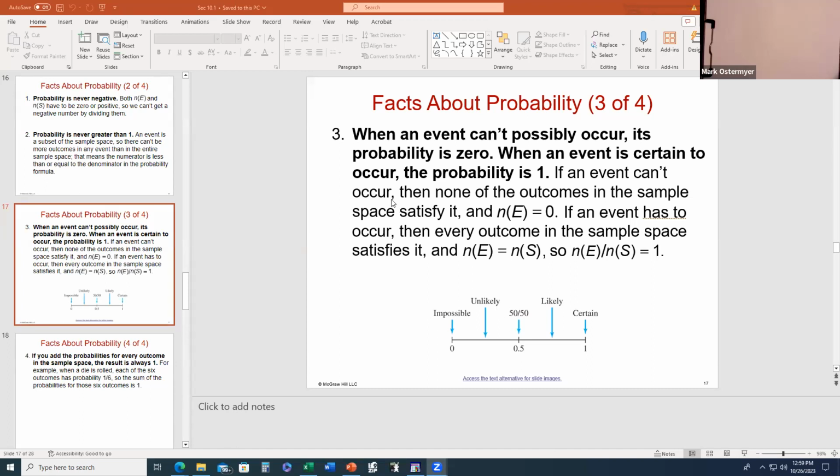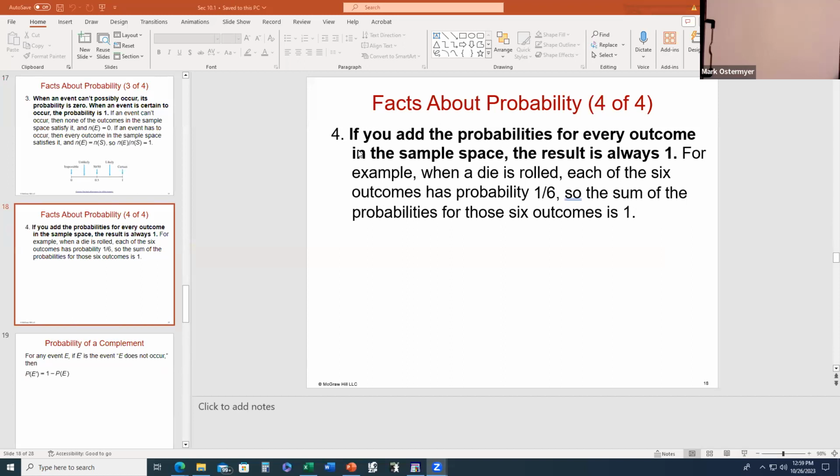So those are all important requirements for probabilities. This is also important, especially when we get into probability distributions. If you add the probabilities for every outcome in the sample space, the result must always be equal to 1. What is that saying? Well, suppose that we roll a fair die. The sample space will be 1, 2, 3, 4, 5, and 6, correct? All right. Liz, what's the probability of rolling any one of these numbers, assuming it's a fair die? The probability is in each case what?